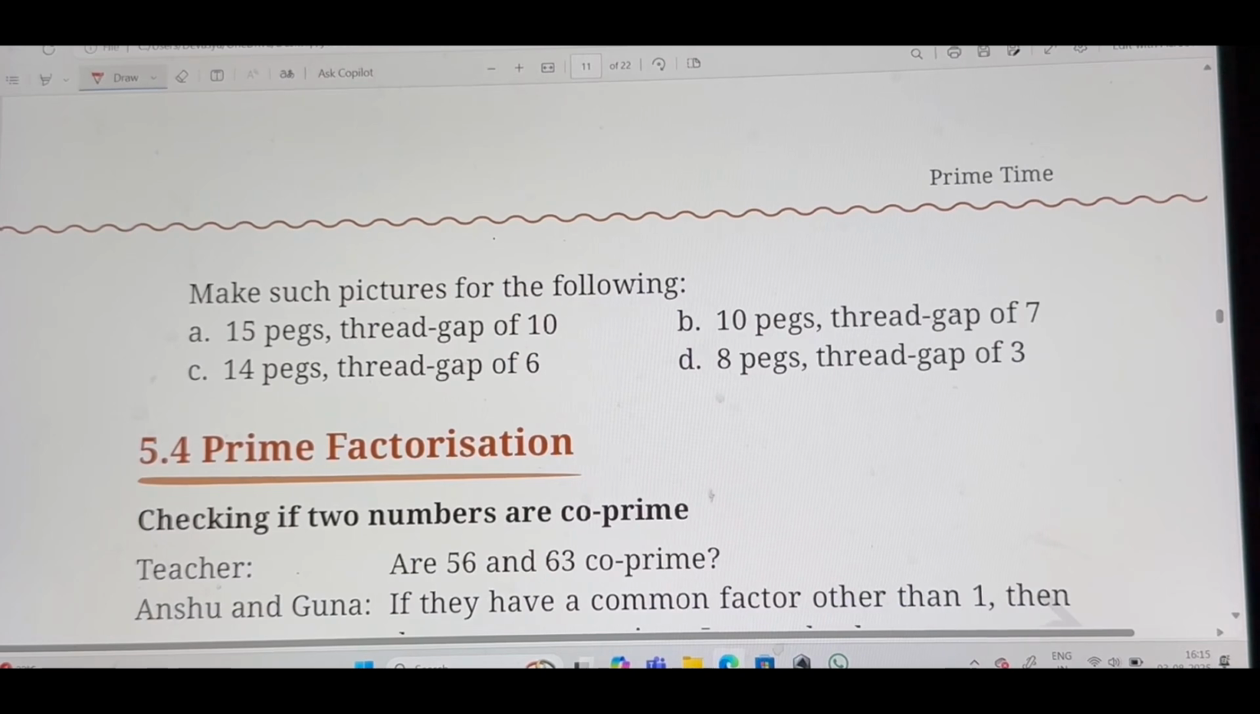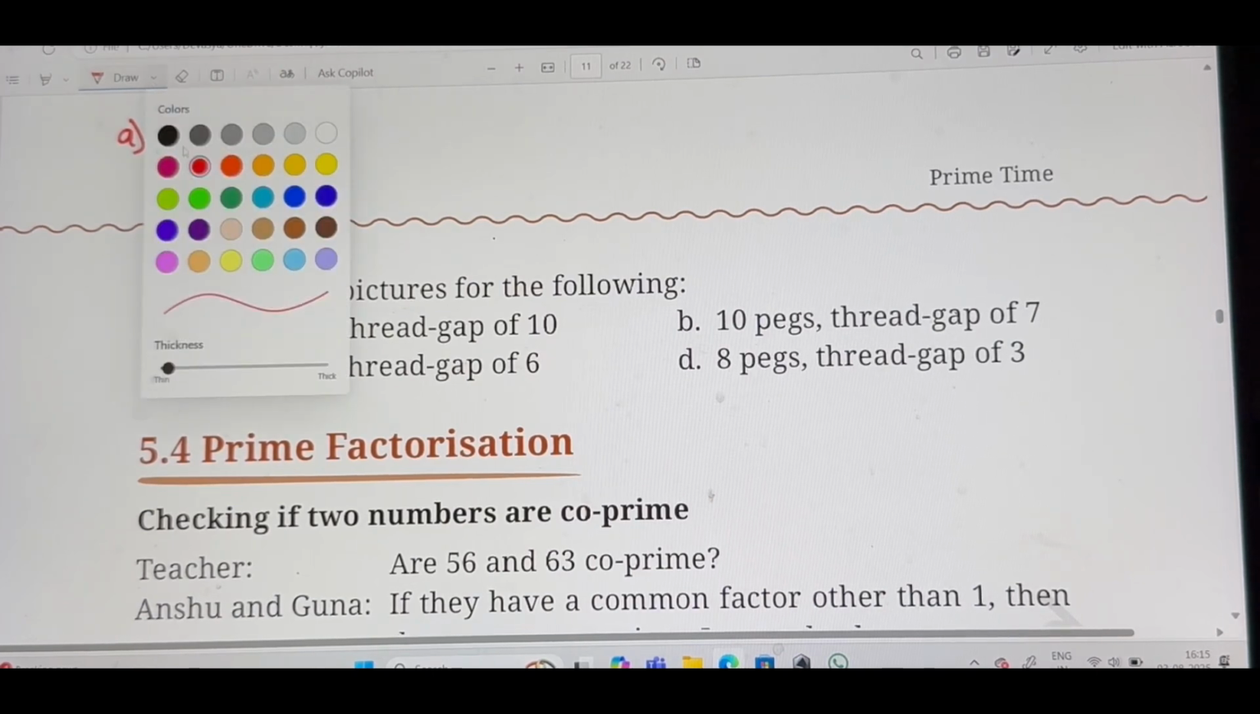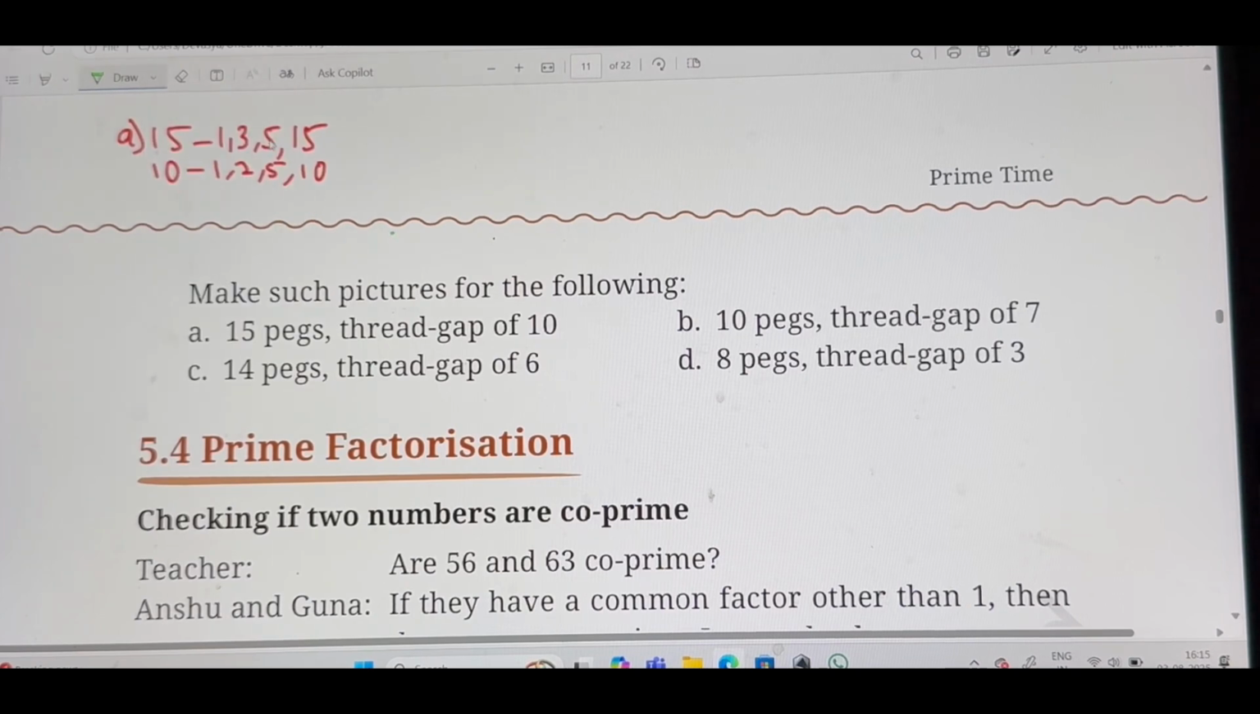So if I take the first, 15, I'll solve it here only, we have enough space. 15, the factors are 1, 3, 5 and 15. For 10, the thread gap is 10. So for 10, 1, 2, 5 and 10. Right, so here if you see, what is the common factor? 5. 1 is of course there, but 5 also. Right, so are these two co-primes? No. I'm showing it to you with numbers. You can try it with the art once you make it.